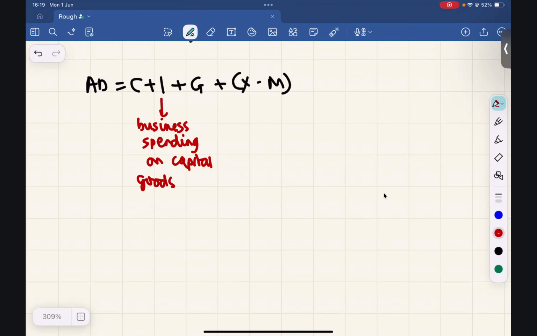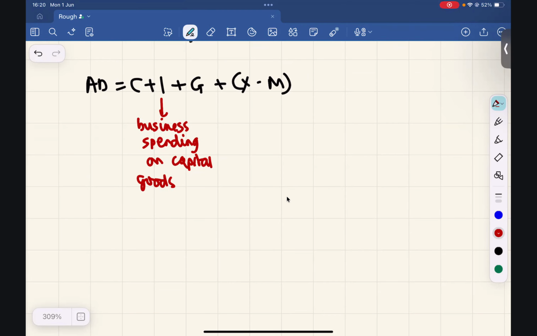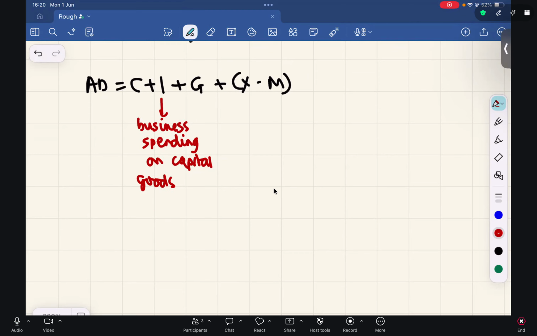So for consumer spending, C, you've got things like incomes, confidence, and interest rates. For investment, you're looking out for things like business confidence, interest rates, and business profits. For government spending, G, you're looking out for things like the state of the economy, or the state of the economic cycle, pretty much them two. And then for net exports, you're looking out for things like the exchange rate and inflation rates in our country or in other countries.